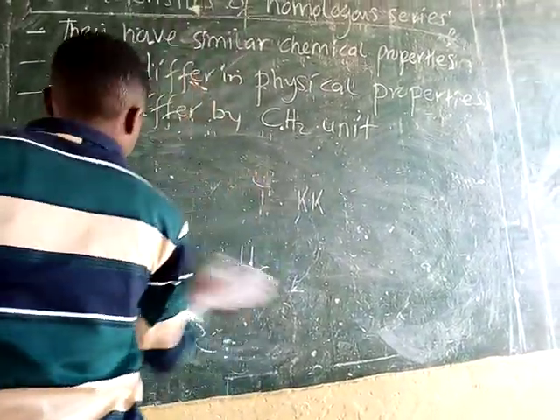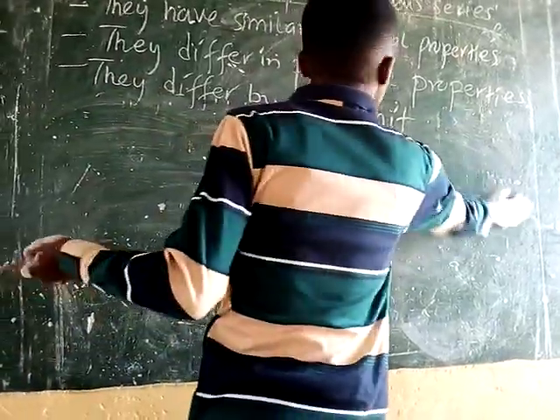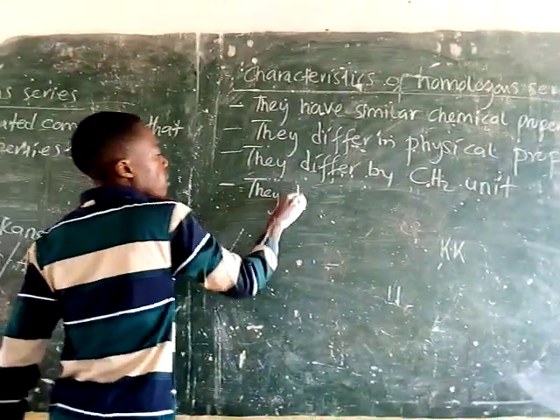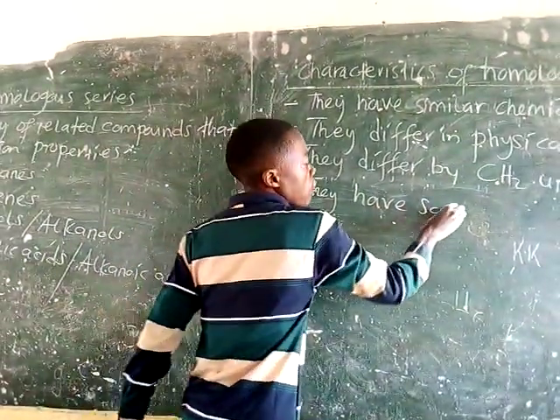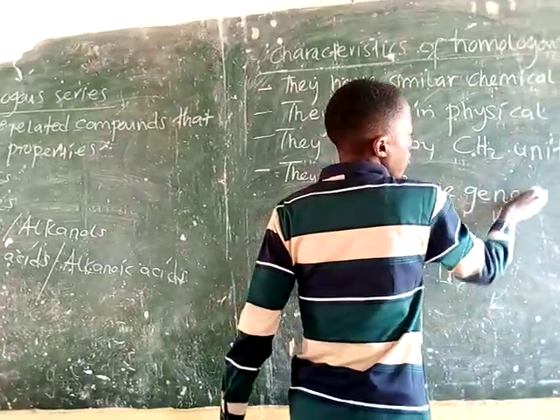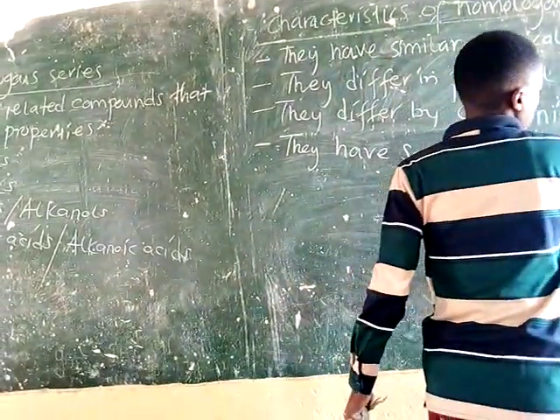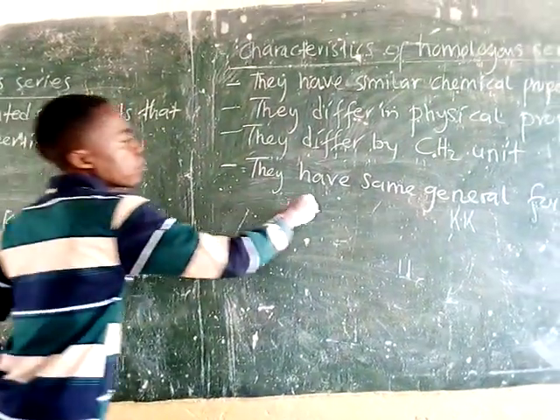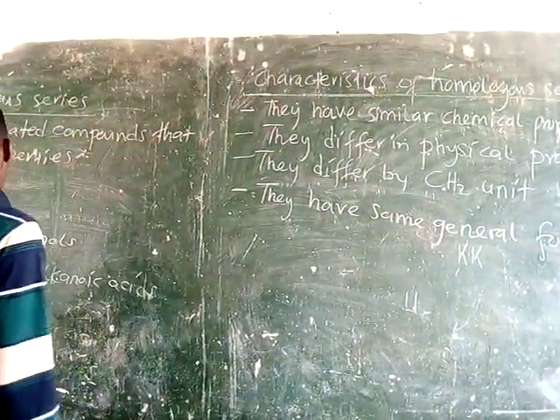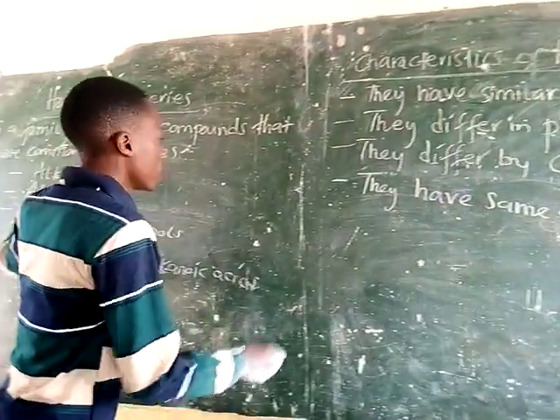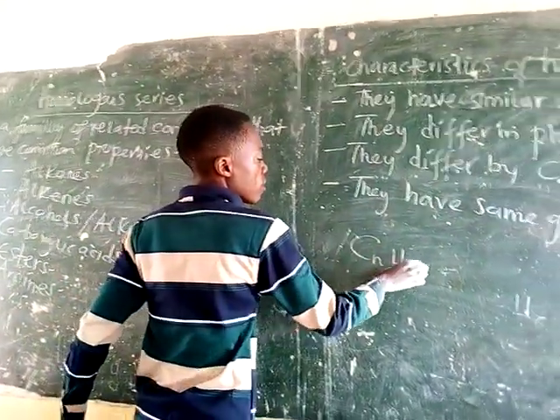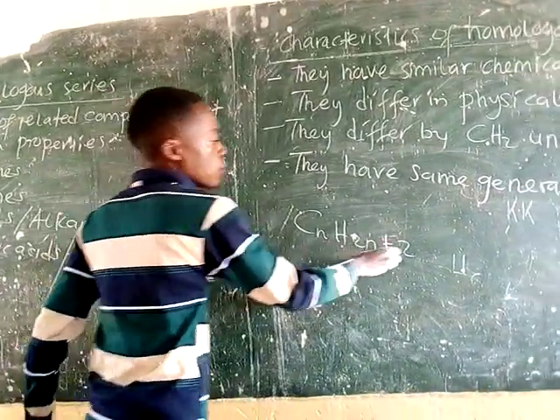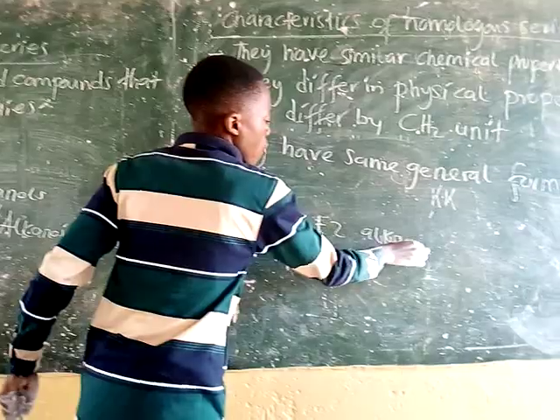Apart from that, the other characteristic of homologous series is that they have the same general formula. They conform to the same general formula. For example, alkanes. The general formula for alkanes is CnH2n plus 2, where n is the number of carbon atoms. So this is the general formula for alkanes.